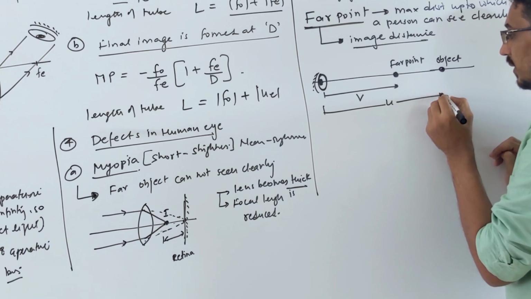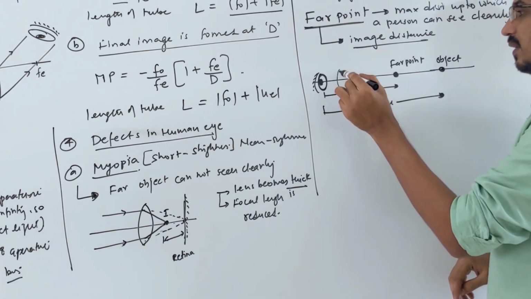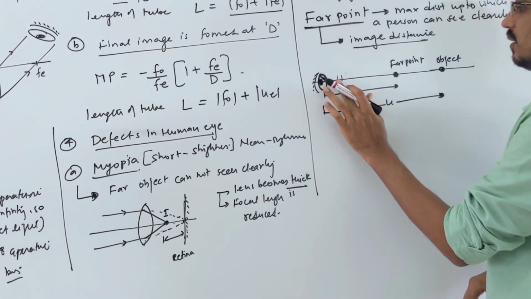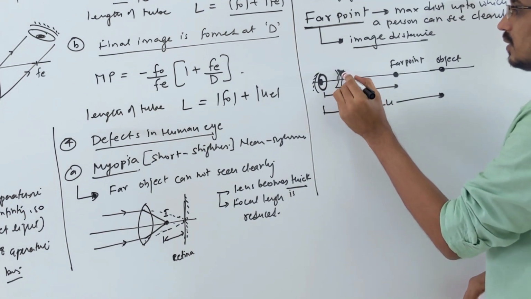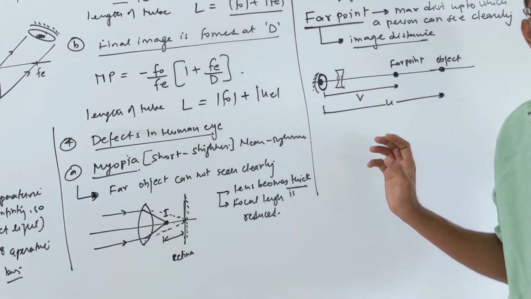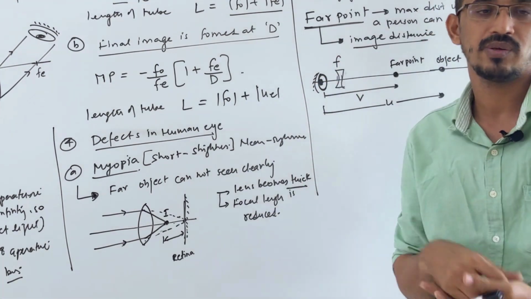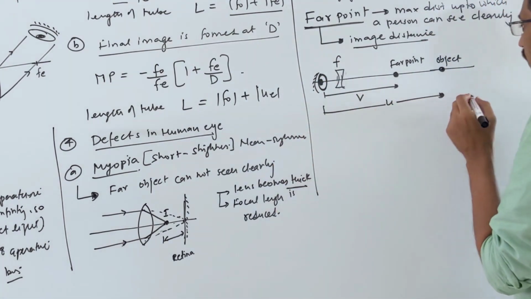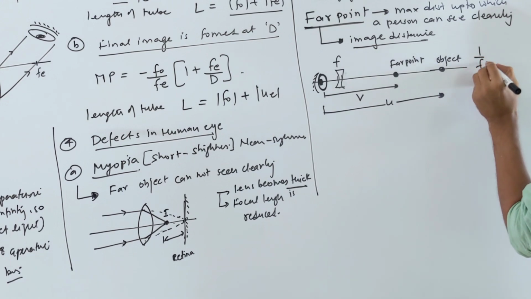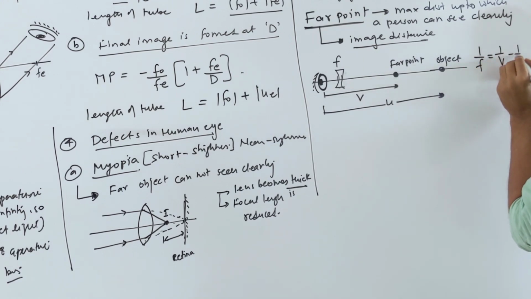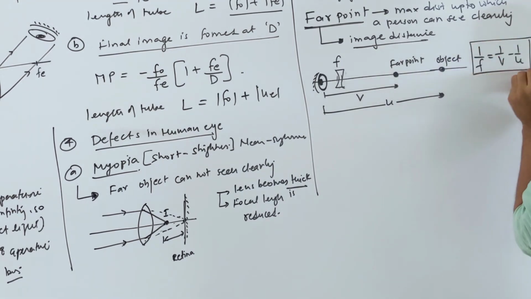So they will ask that we need to put a lens here. Which lens? Sorry, a diverging lens, so that we can see this clearly. So what should be the focal length F of that lens? What should be the power of that lens? So you will write your formula here. Which formula? 1/F = 1/V - 1/U. This formula you will write. Clear?